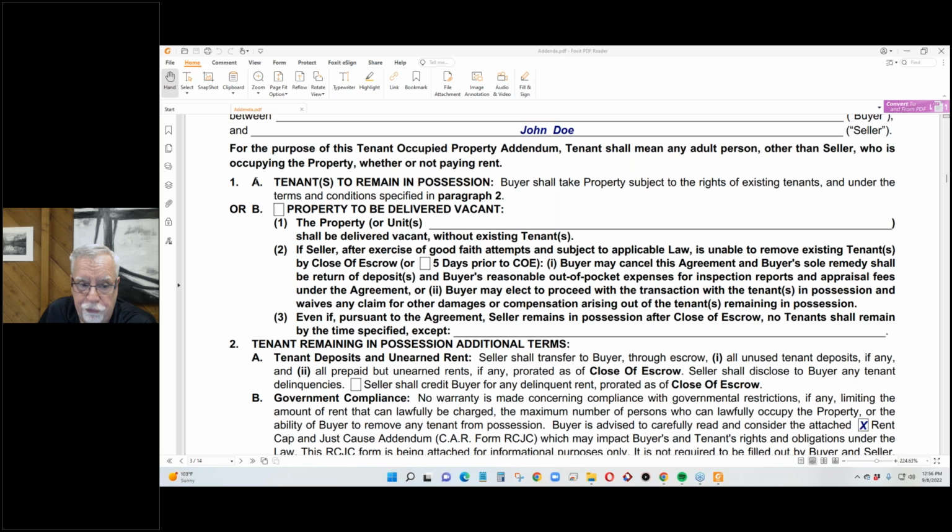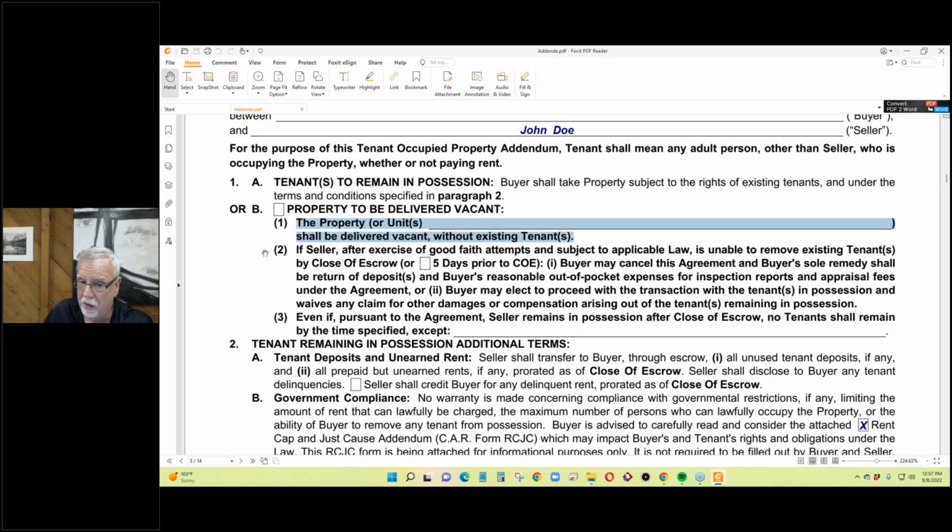So the default is you're going to take the property and the tenant's going to be there. Or check the box, the property is going to be delivered vacant. The property or units. Now, the reason for this is that it might be a duplex, a triplex, or a fourplex. And sometimes the owner lives in one, but is renting the others out, and it's complicated, right? The owner says, well, I'm leaving, but the others are still here and they're still tenants. So it says the property, and you put in, or the units, if there are specific units, shall be delivered vacant without existing tenants.